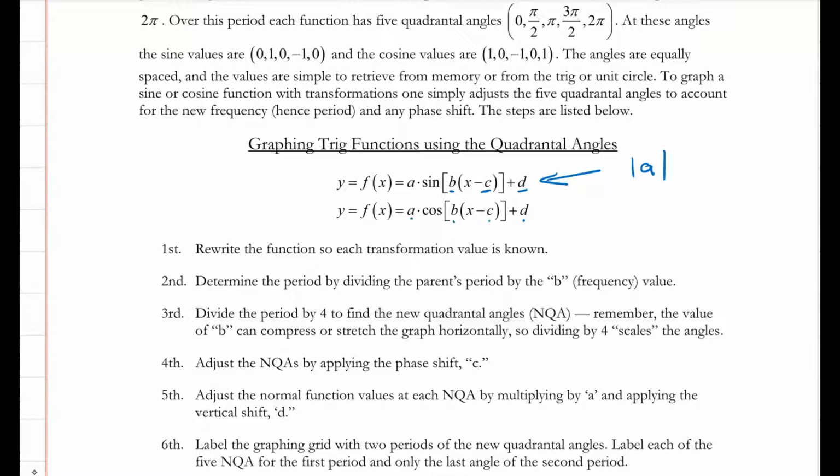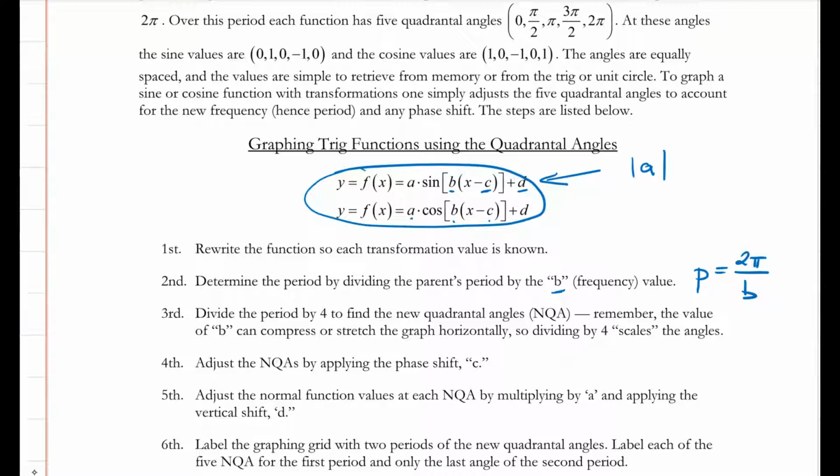So here are the steps. Our first step with a transformed sine or cosine function is to rewrite the function so that we can see each transformation value. And that means we want to put those functions into the forms right here. Determine the period is the next step, and this is a pretty simple task. We divide the normal period of 2 pi by b, and so the period is 2 pi over b.